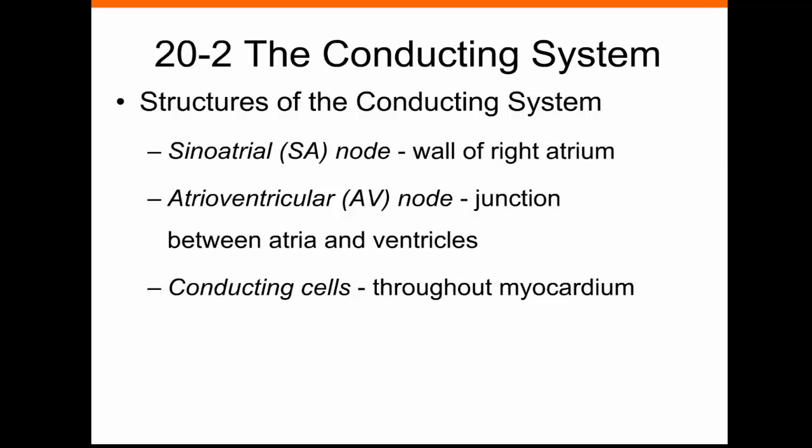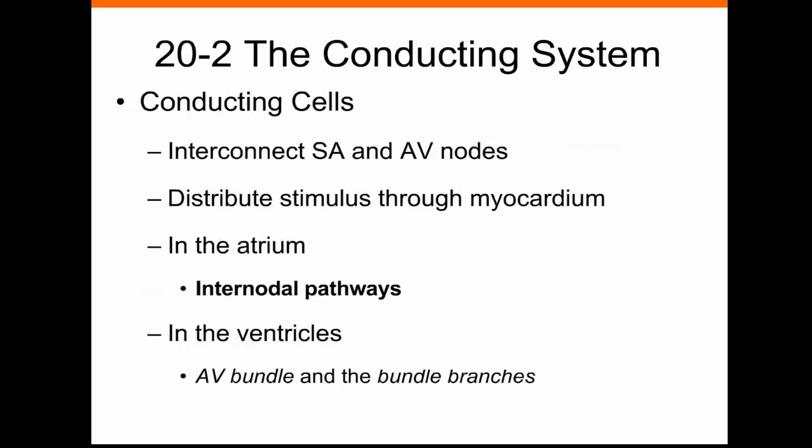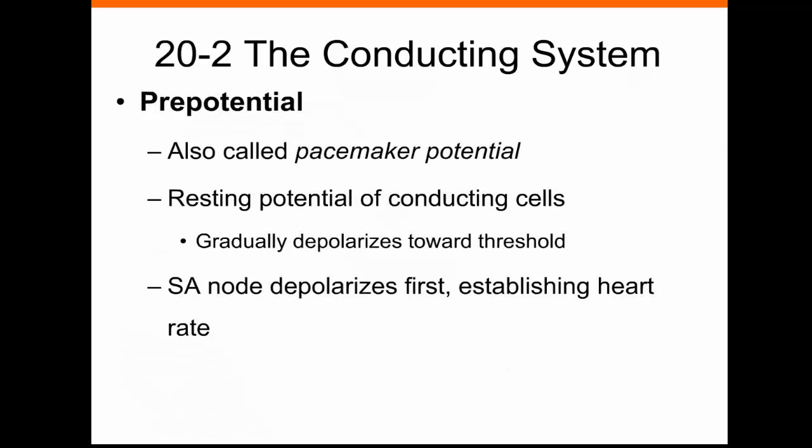So if we look at the structures of the conducting system, you've got the sinoatrial node in the wall of the right atrium, the atrioventricular node, which is the junction between the atria and the ventricles, and then you've got the conducting cells throughout the myocardium. The conducting cells interconnect at the sinoatrial and the AV node, and then they distribute the stimulus through the myocardium. In the atrium, there are what are called internodal pathways, and in the ventricles, there are the AV bundles and the bundle branches. So I'll show you a diagram in just a moment.